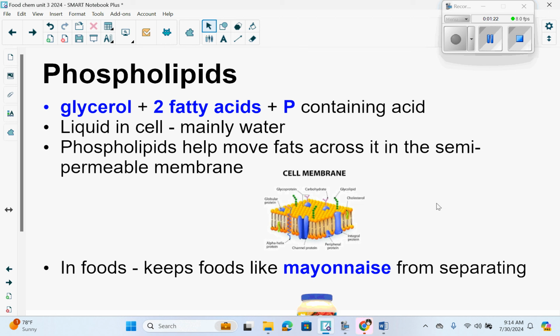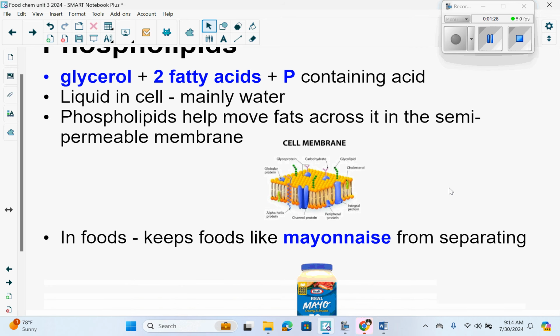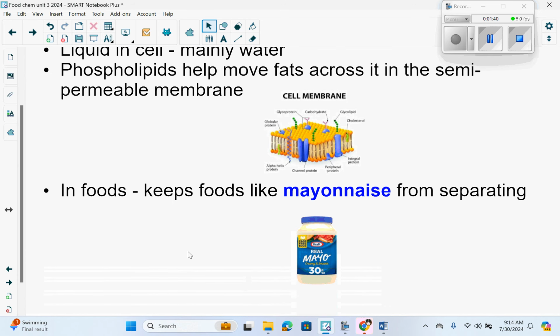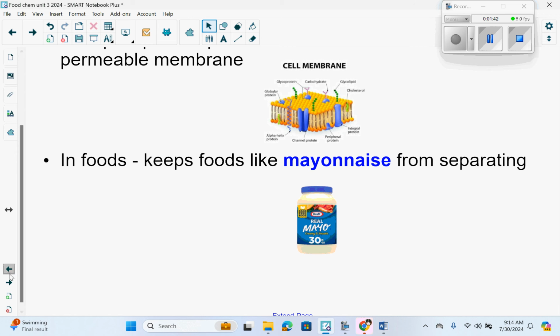Phospholipids. This is a glycerol plus two fatty acids and then a phosphorus containing acid. Now the liquid in your cell is mainly water, right? Phospholipids will help move fats across it in the semi-permeable membrane. That's in your cell membrane, right? Now in foods, phospholipids keep foods like mayonnaise from separating.